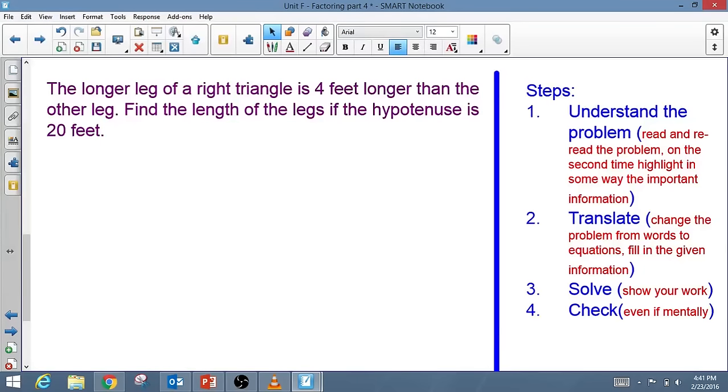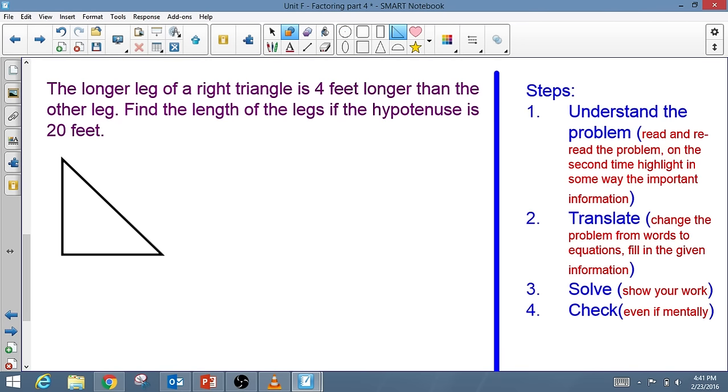So we have another right triangle problem here. Since this is a shape, we need to go ahead and draw our shape. So we need to draw a right triangle. And we know that we're going to have our sides A, B, and C. We know that C is going to be longest. It's our hypotenuse.